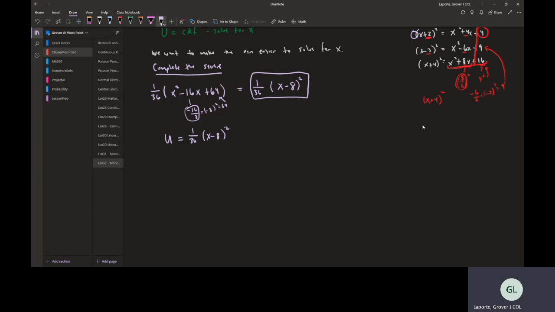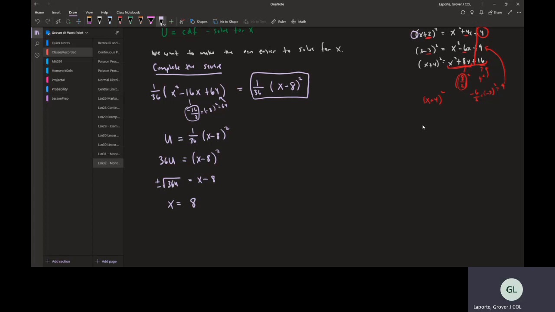Okay, and now what we're going to do then is multiply both sides by 36. So I get 36u, and that is equal to (x − 8) squared. And then take the square root of both sides, so you get plus or minus the square root of 36u is equal to x − 8. And then I'm solving for x. So x is equal to 8, and the question is, is it plus or minus?